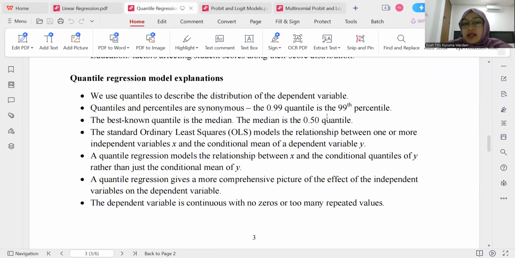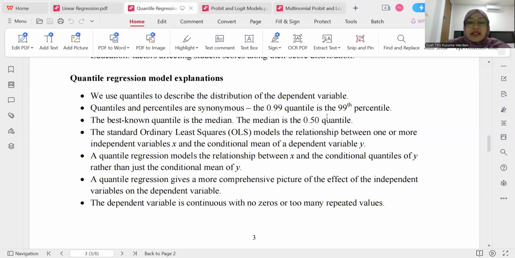Okay, the explanation. We use quantiles to describe the distribution of the dependent variable. The quantile and percentile are synonymous. The 0.99 quantile is equal to the 99th percentile. The best known quantile is the median. Highlight this: the median is the 0.50 quantile.